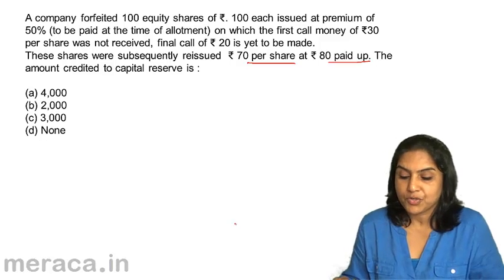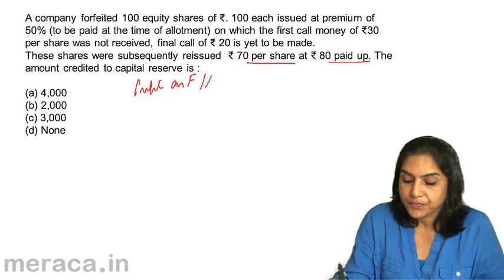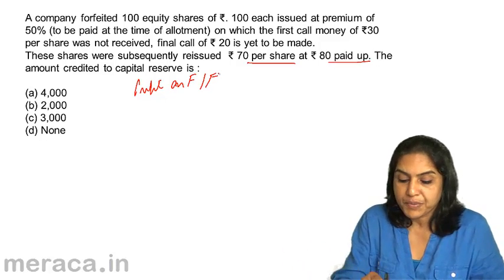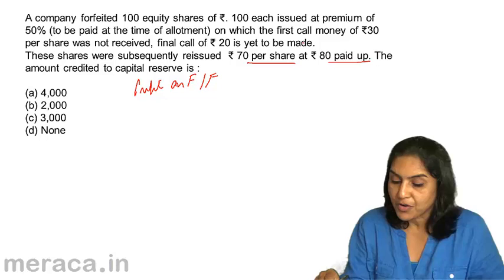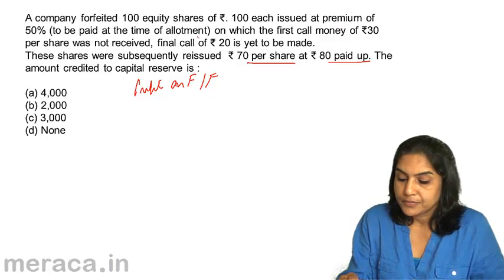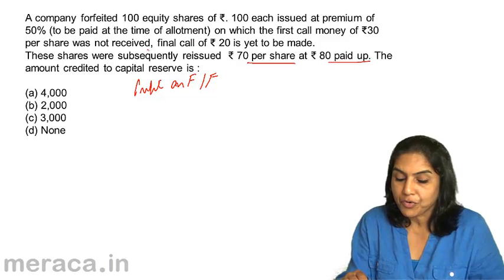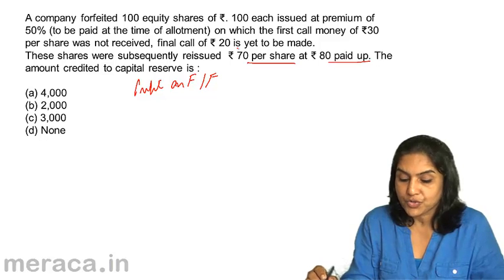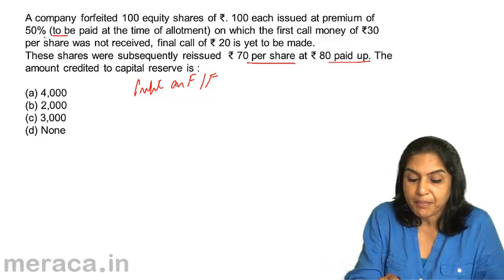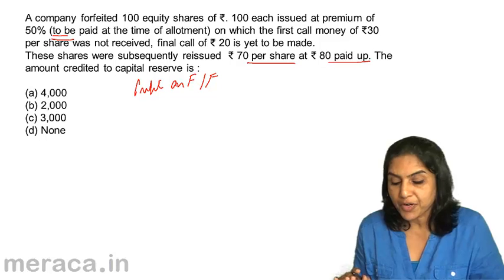What was the profit which is made on forfeiture? Profit on forfeiture. First call money of rupees 30 per share was not received. The final call of 20 is not made. This accounts for 50. So final call is not made, 20, 30. Remaining 50, therefore, we can assume was received. Remaining 50 was received. This includes the share premium, securities premium. But if securities premium is received, we cannot use it for anything else.